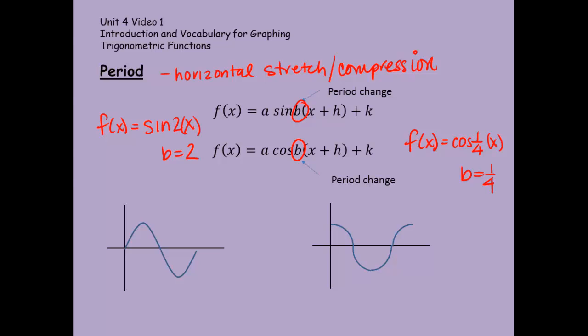Now here's what it does to the graph. If my b value is large, it actually shrinks. This is a compression.